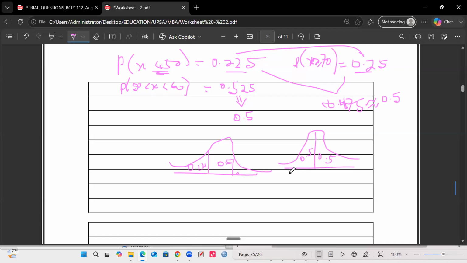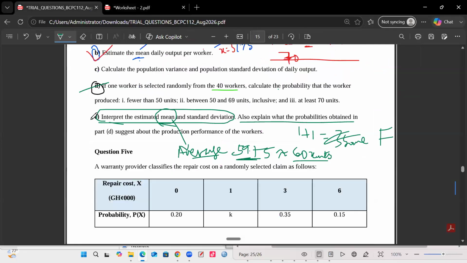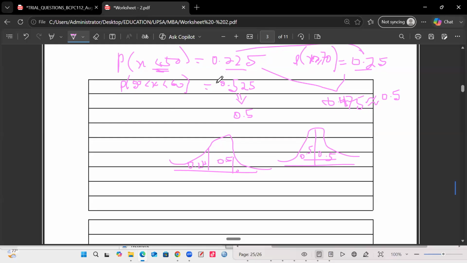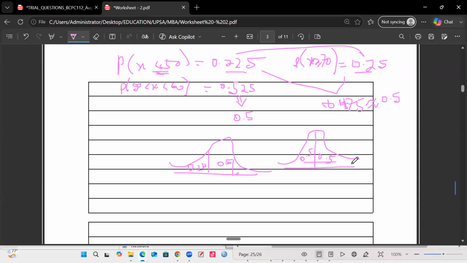I don't know if I'm making sense. This is not part of the interpretation, but I just want you to understand the interpretation I'm going to give. First, we have interpreted the mean and standard deviation. We are done with this. Now we are coming to explain the probabilities obtained. So the probabilities obtained, two of them give us 0.5 and one gives us 0.5. So together we say it is a symmetrical distribution. Though it's not exact, it's approximate. So here we will say approximately. We say that the probabilities show an approximate normal distribution.